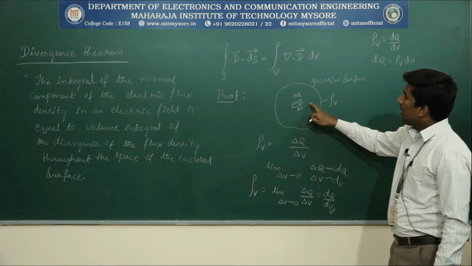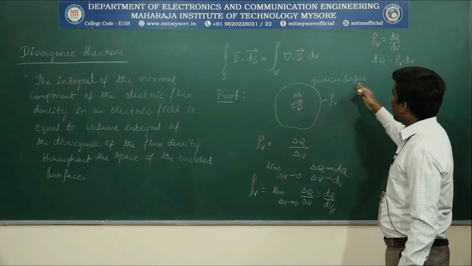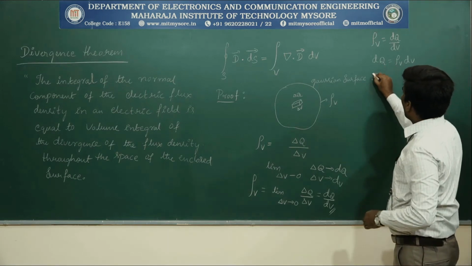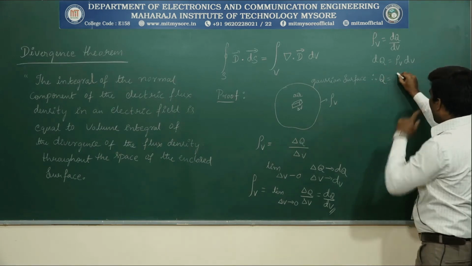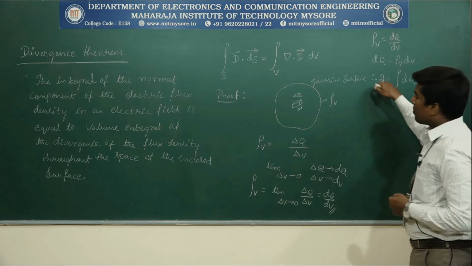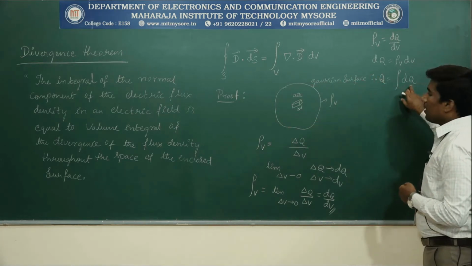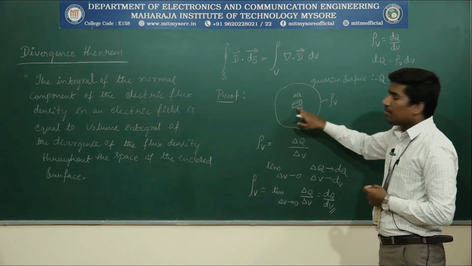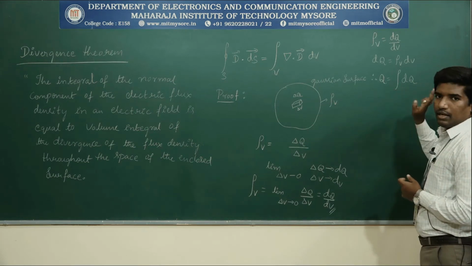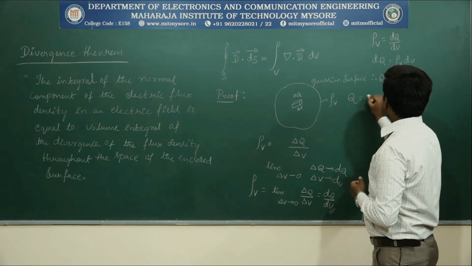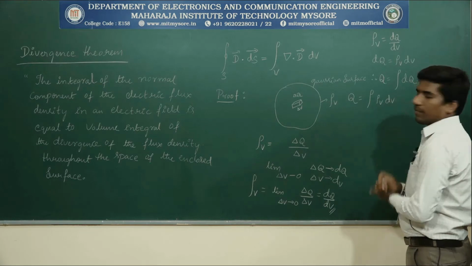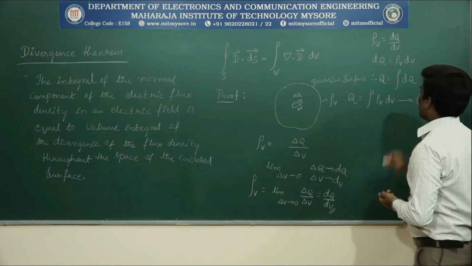Now, if I want the entire charge Q throughout this Gaussian surface, what do we need to do? We need to integrate all the dQ components. What is Q? The total charge enclosed by this Gaussian surface. What is dQ? The elementary charge within this elementary volume. In order to obtain the total charge, we need to integrate all these elementary components. Let me write here, Q is equal to the integral of dQ, which can be replaced by rho V into dV. Let me take it as equation 1.